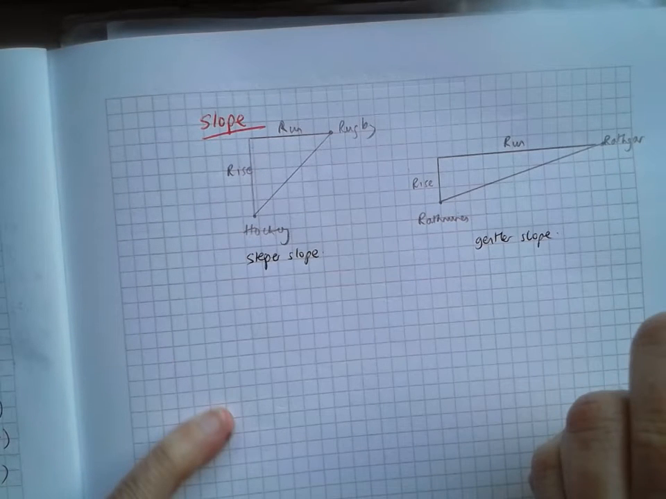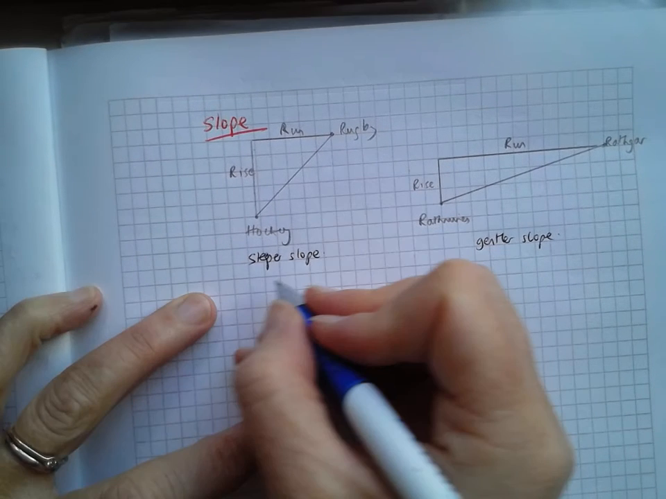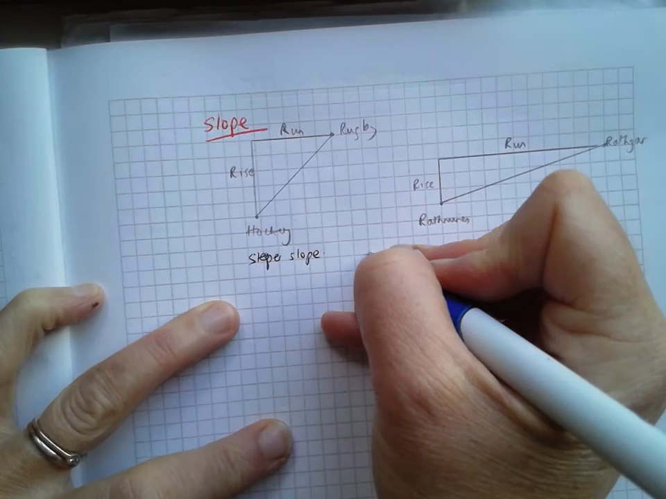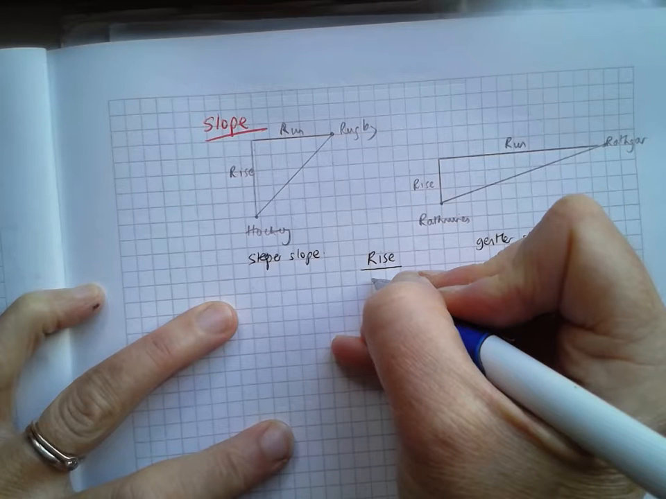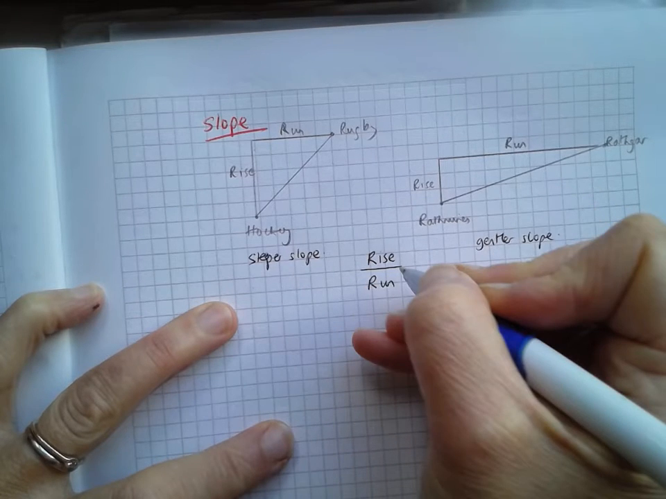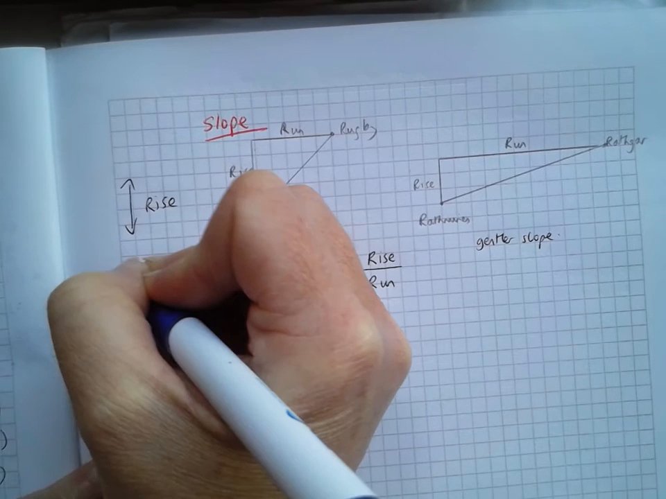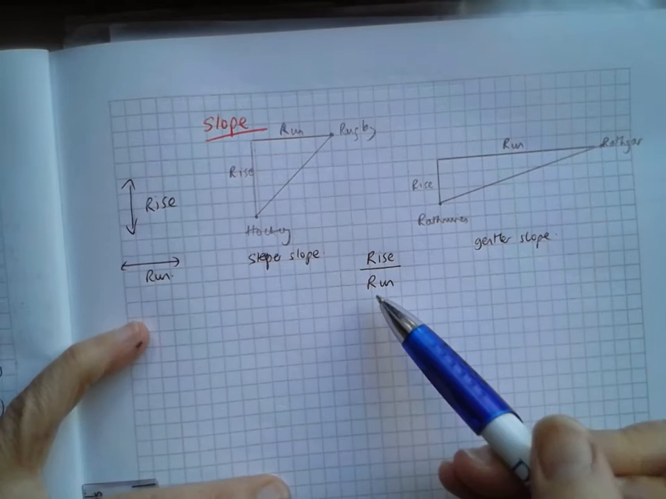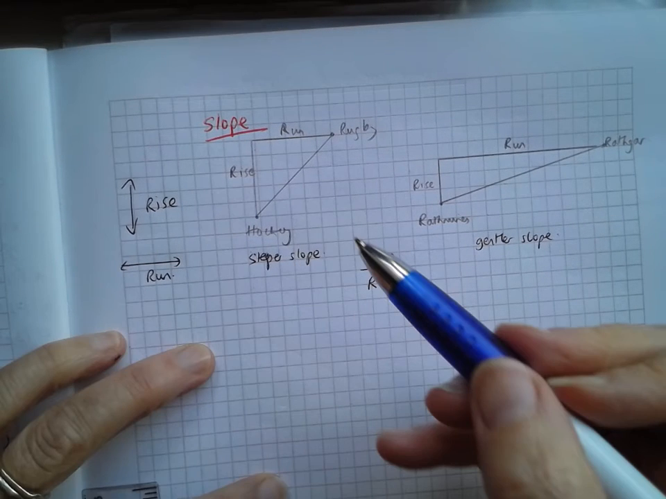Now, if we wanted to compare the two with numbers, what we need to keep in our heads is that it's all about how much do we go up or down compared to how much do we go along. The bit that we go up or down is called the rise, and the bit that we go along is called the run. So we can compare slopes by comparing what fraction we get when we compare rise over run. So take this guy here at the hockey pitch.